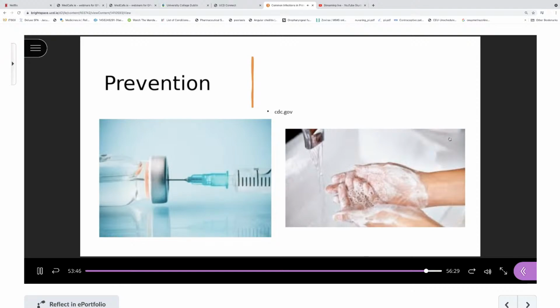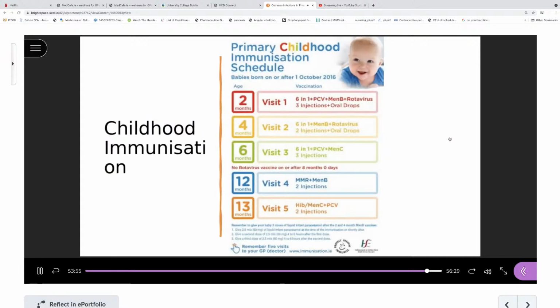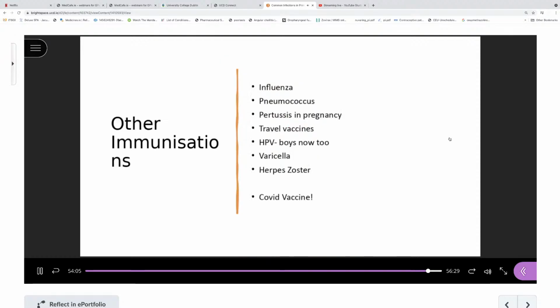So prevention, as I mentioned earlier, is a big part of our role. So vaccinating, of course, the COVID vaccine rollout is underway, but we also deal with the childhood immunisation schedule, which is a huge part of our workload, and primarily the workload of our practice nurses. And we do plenty of other vaccines as well.